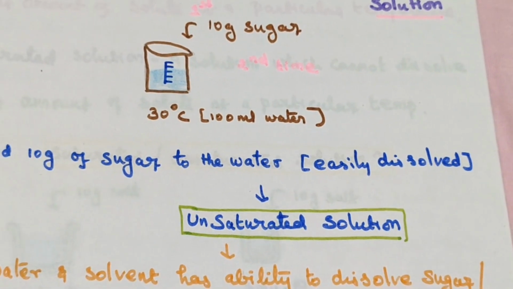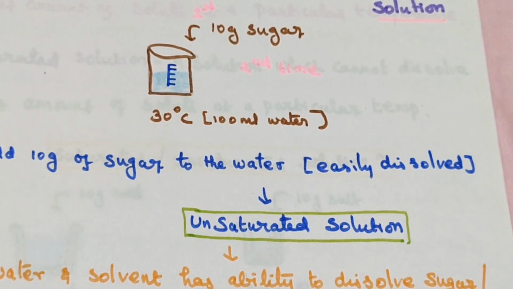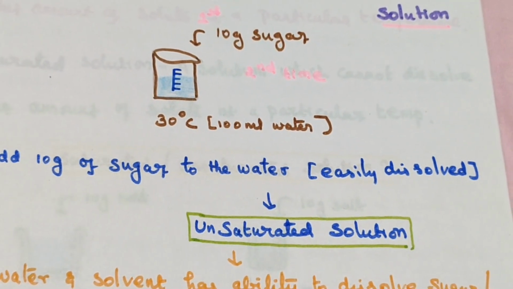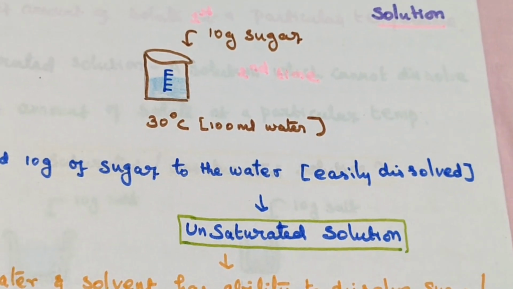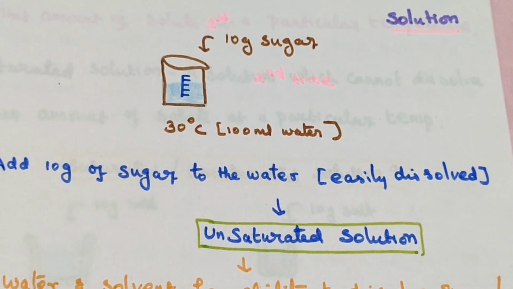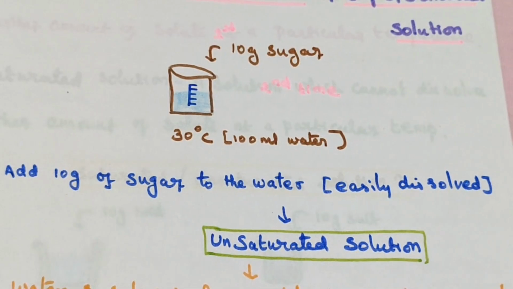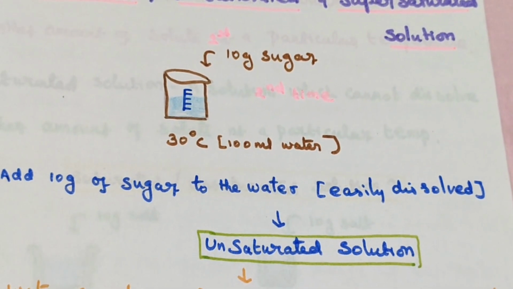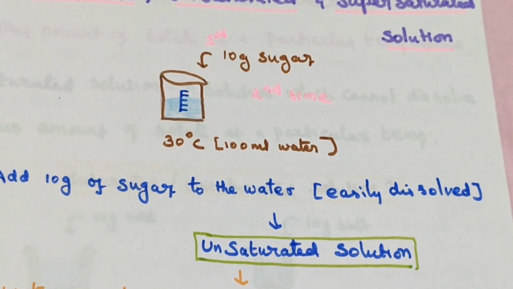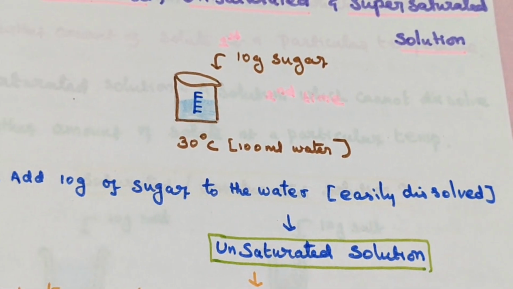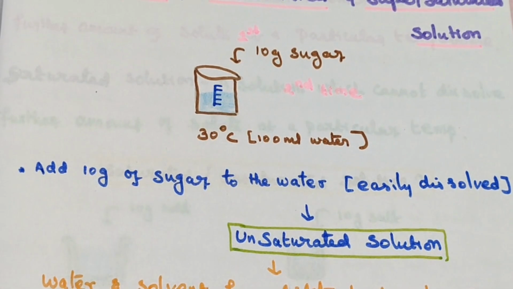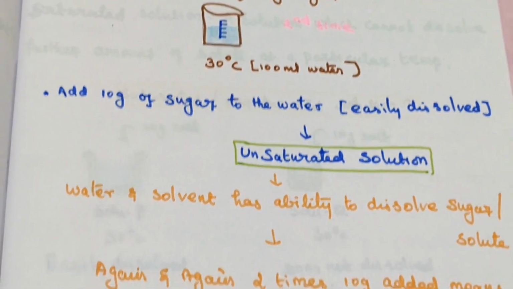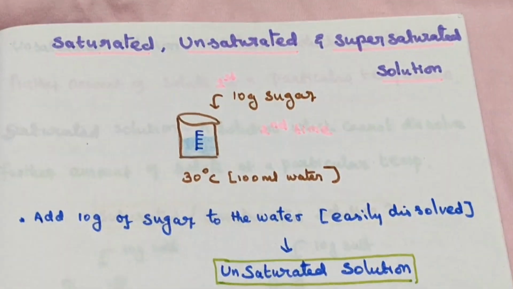The water easily dissolves this added sugar. We know that now 200 gram of sugar is in this solution, but still it is an unsaturated solution. Now consider that we add 100 gram more sugar to that water and the water also dissolves it. So again this solution is unsaturated.